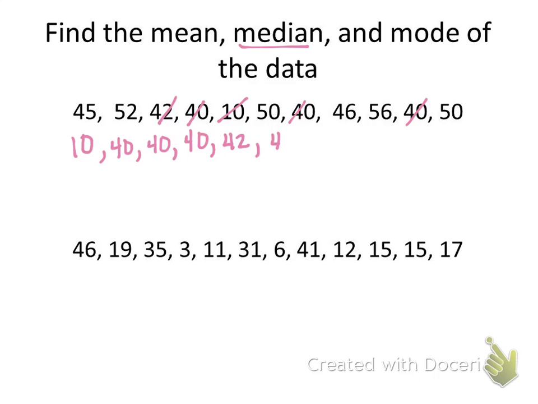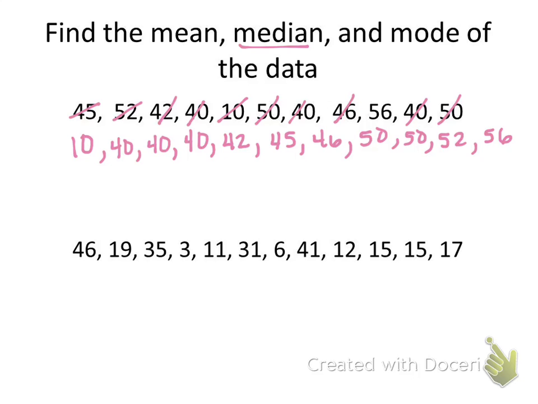Then I've got a 45. Then a 46, then 50, and 50 again, 52, and lastly 56. Okay, let's add all these numbers up and divide by how many I have.